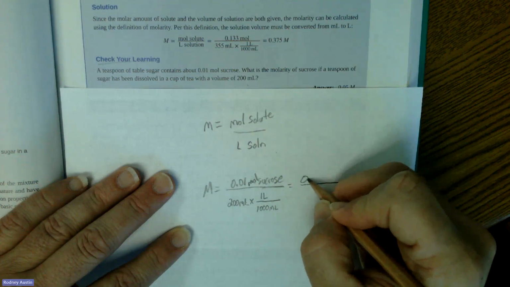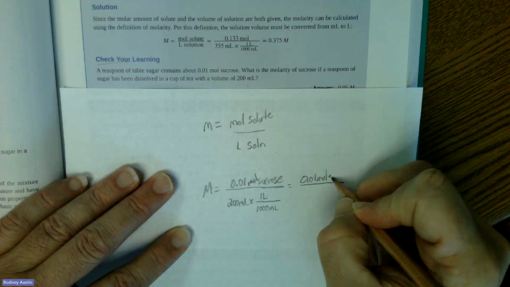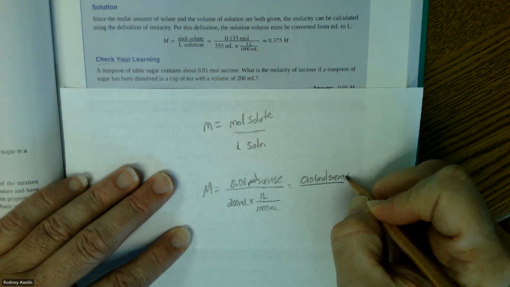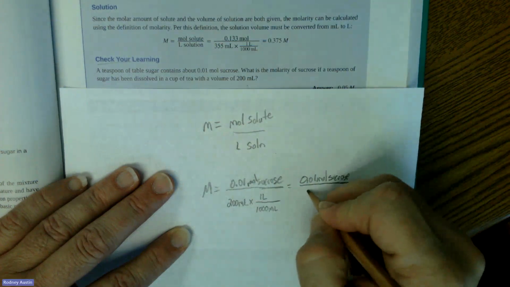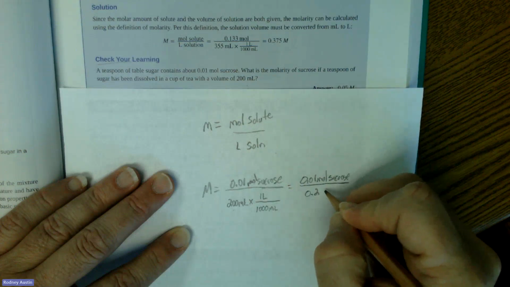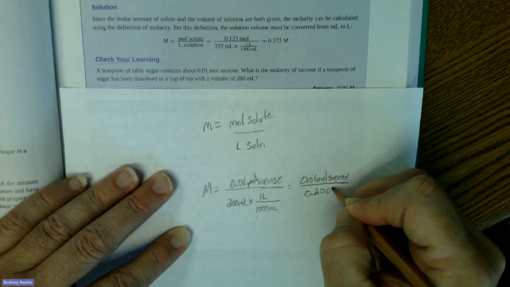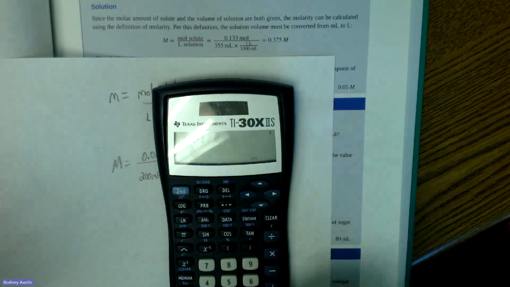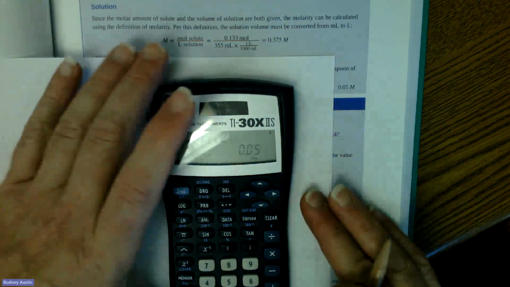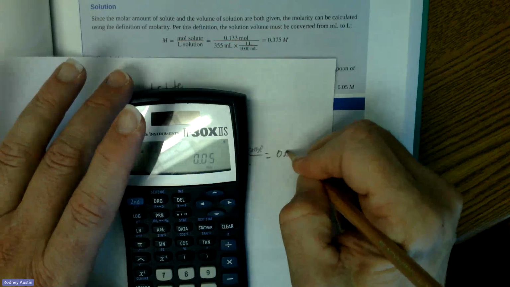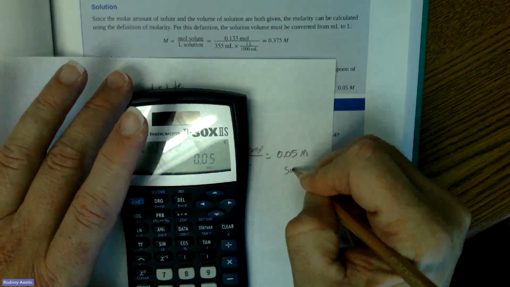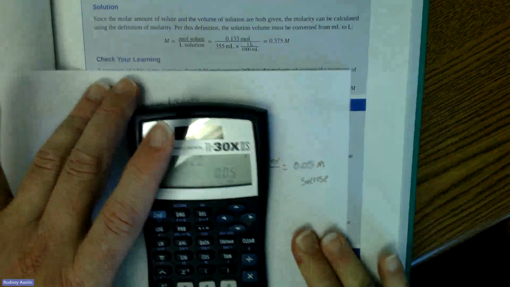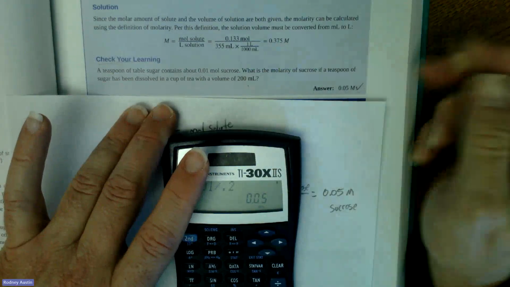So we have, again, 0.01 mole of sucrose. And then 200 divided by 1,000, we can do that in our calculator, or I would do that in our head. And we can do 0.2 liters and then figure out what that is. And so once again, clear this out and do 0.01 divided by 0.2. We get 0.05. And that's going to be molarity of sucrose. And how does that compare to their answer? All right, well, it's right on.